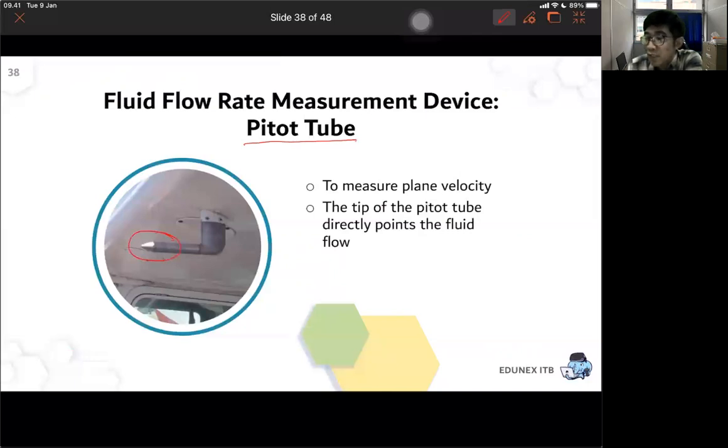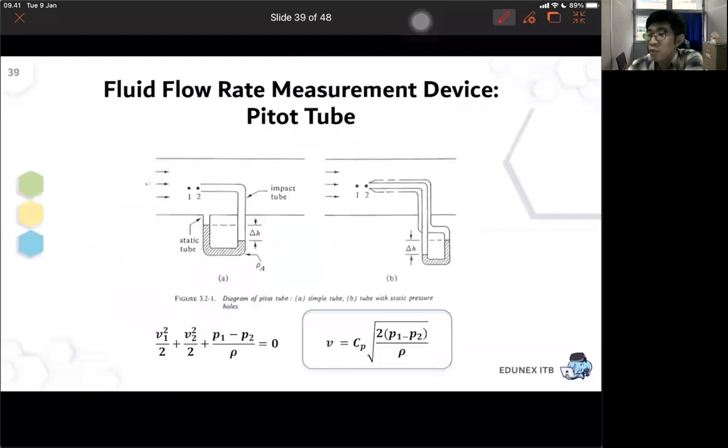So if the flow direction is over there, the tip of the tube will also point in the same direction as the flow. So it will have a different direction from the fluid flow. So like this one. This is the flow direction, and this is the fluid direction, right?